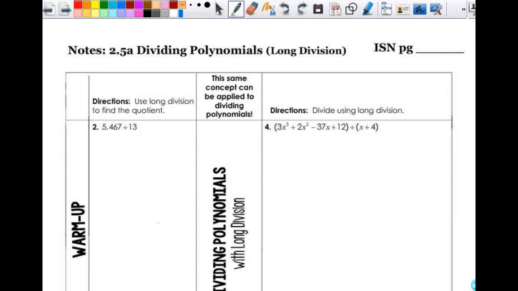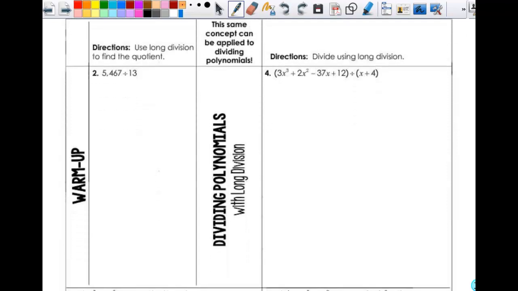There are two different ways we're going to divide polynomials. We are starting with long division. So we are going to back up to elementary school real quick. Don't get ahead of me. Hopefully we can all divide correctly, but I want to talk about the steps because they are literally the same.